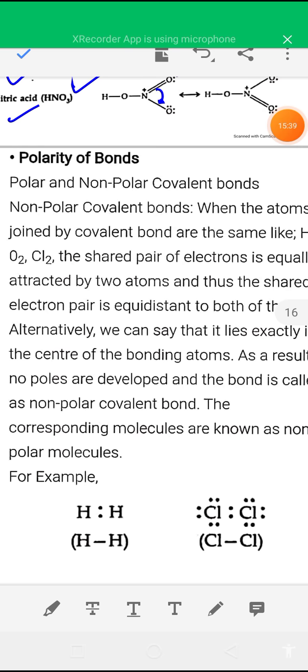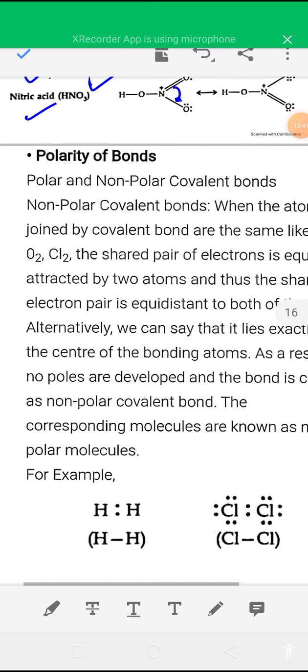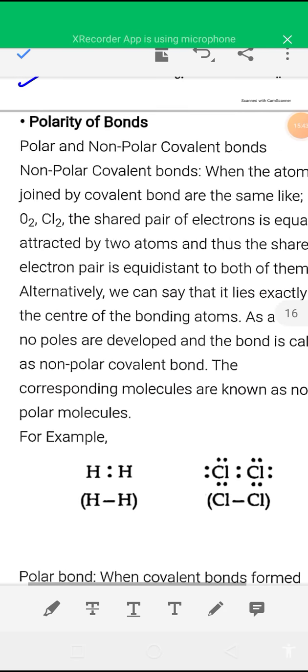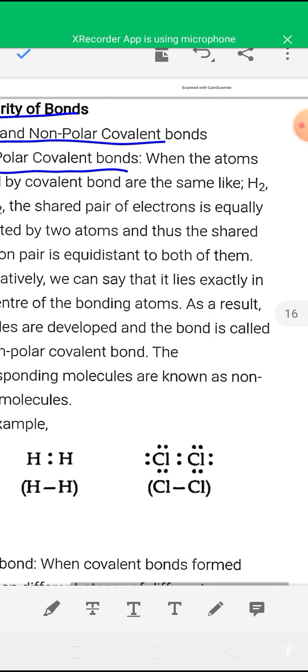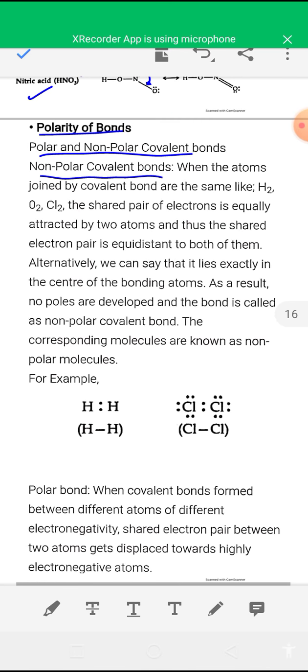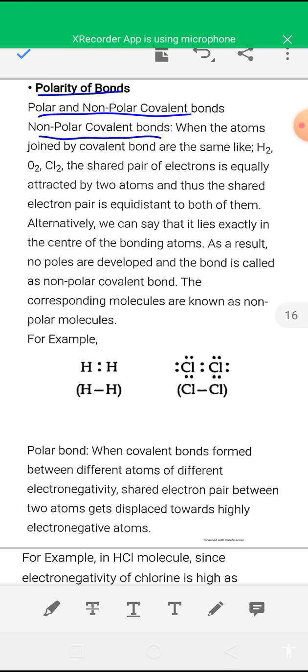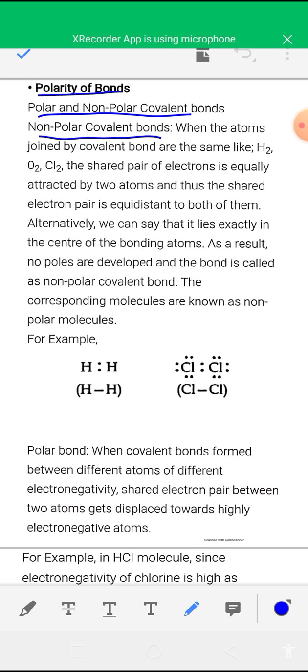Now the next topic is bond polarity. What is bond polarity? You know, covalent compounds are of two types. One is polar covalent compounds, another is non-polar covalent compounds. Non-polar covalent bonds are formed between two similar atoms. When the same type of atoms combine and form a covalent bond, then the covalent bond is a non-polar covalent bond.